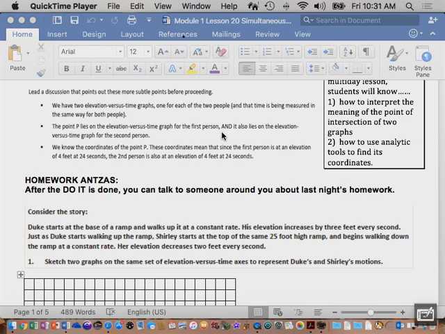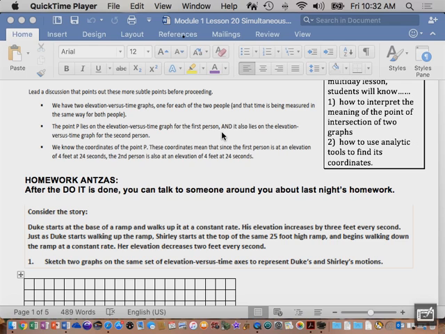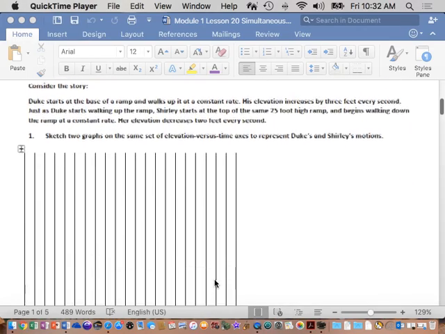All right, so let's talk a little bit about this. Point P is going to be where they intersect because it's on the graph for both people, right? You know the coordinates of point P: the first person is at an elevation of 4 feet at 24 seconds, and the second person is also at the same thing. So all it emphasizes is what we talked about the other day, that the point of intersection is where it happens at the same time, at the same place.